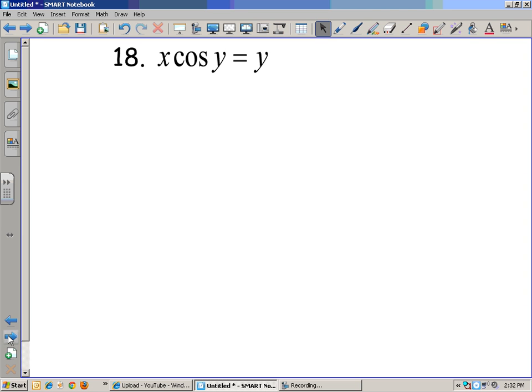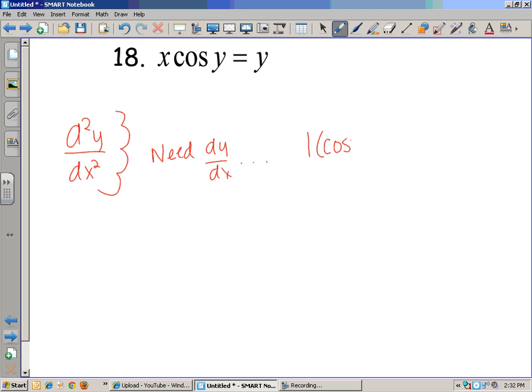And this one, I believe the directions say to find the second derivative. So on number 18, I'm actually looking for the second derivative of y with respect to x. So in order to get here, I first need dy/dx. So the derivative of the first times the second plus the derivative of the second, which is going to be negative sine y dy/dx, derivative of the inside, is equal to dy/dx.